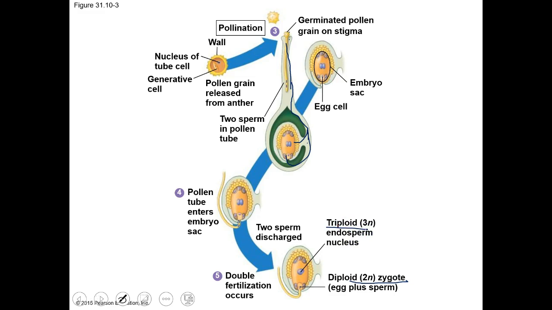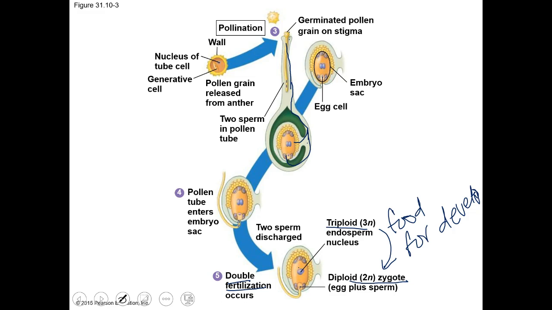So you get this 3N endosperm, which is really just to help fuel the developing zygote. It's kind of like food for the developing zygote. So food for development. That we call double fertilization.